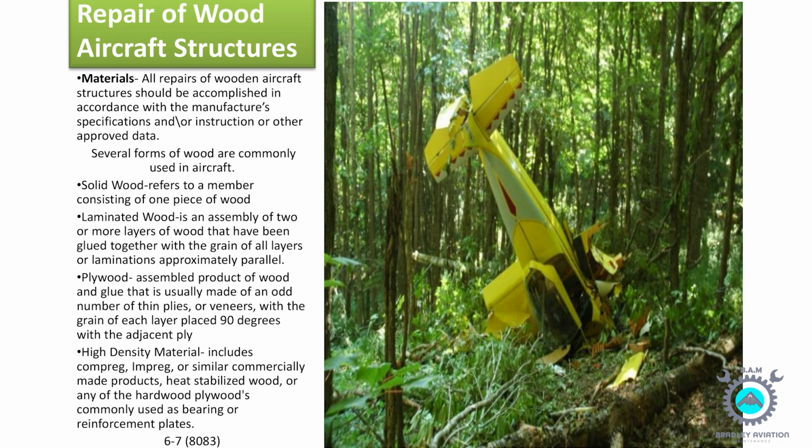Several forms of wood are commonly used in aircraft. Solid wood refers to a member consisting of one piece of wood. Laminated wood is an assembly of two or more layers of wood that have been glued together with the grain of all layers, or laminations, approximately parallel.